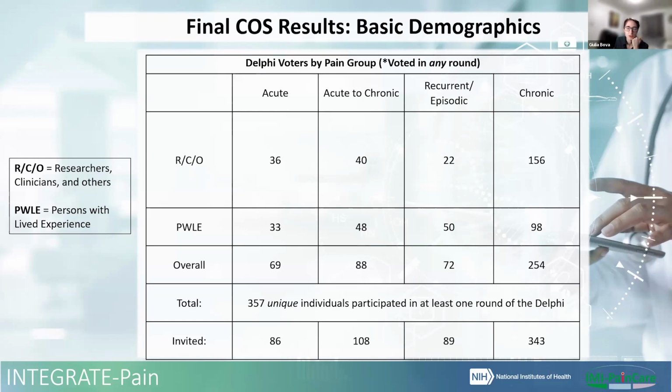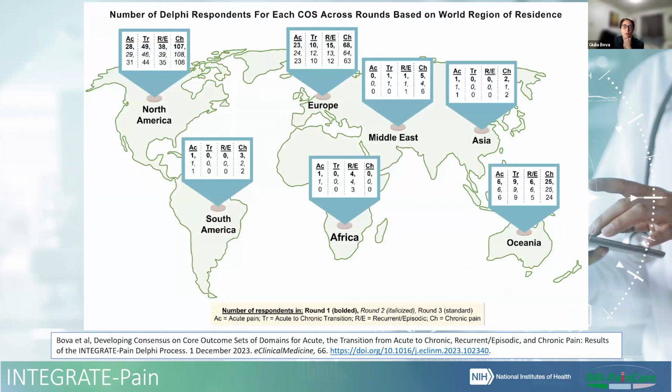And as I mentioned, it was just a big study, 357 people from around the world participating. And then we had a pretty decent amount of geographic diversity. And so what this map is basically showing is from North America. This is the acute group, the transition from acute to chronic, recurrent, and chronic. And this is how many people participated in each round.